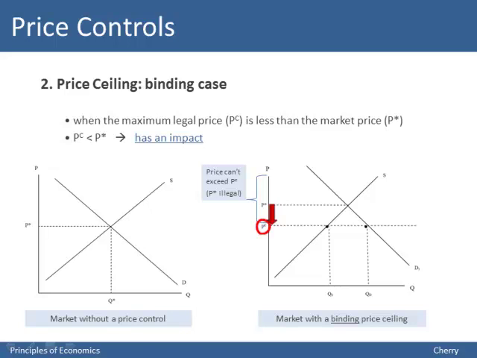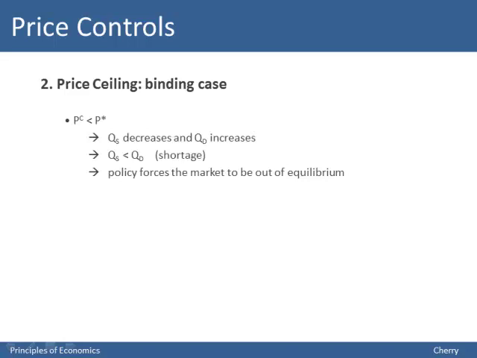So what does that do? That has an impact on quantity demanded and quantity supplied, and it's going to create a difference. Prices are forced to go below the market equilibrium price, P star. Lower prices will decrease quantity supplied, and they will increase quantity demanded. So what you end up with is a shortage, because quantity demanded increases and quantity supplied decreases. Now quantity demanded is greater than quantity supplied. So the policy is forcing the market to be out of equilibrium.